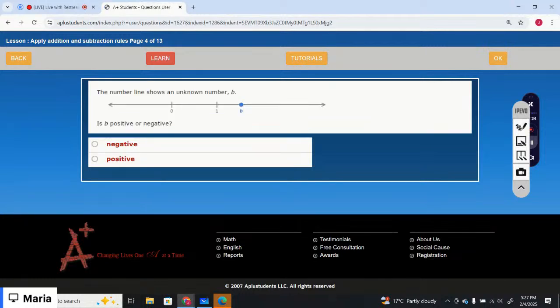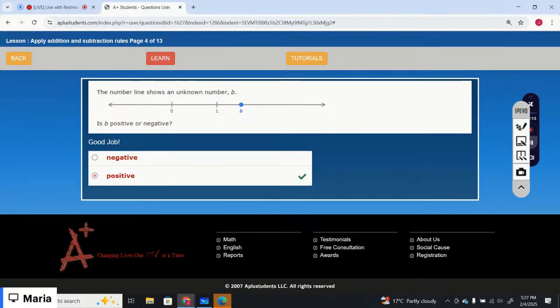The number line shows an unknown number B. Is B negative or positive? B is on the right hand side, so that is positive. Option number two is the correct option.